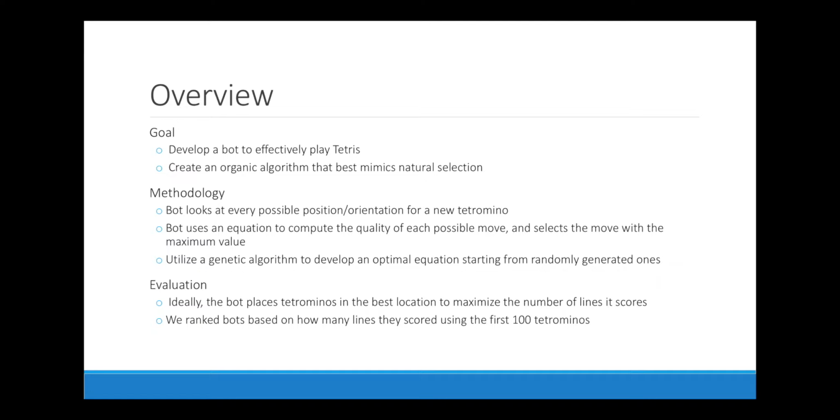Our goal in this project was to develop a bot to effectively play Tetris. To do that, we used an organic algorithm that mimics natural selection. As a basic overview, the bot looks at every place on the grid that a tetramino could fall onto, as well as every orientation that block can take. Then, the bot uses an equation to compute the quality of each of these possible positions. This equation is developed by our genetic programming algorithm. We evaluated and ranked these bots based on how many lines they could clear within the first 100 tetraminos dropped, or until they lost the game.